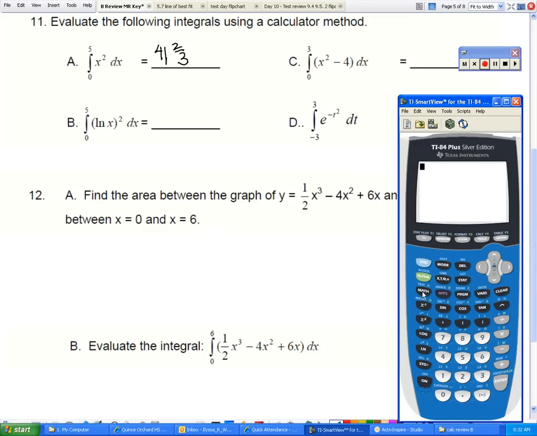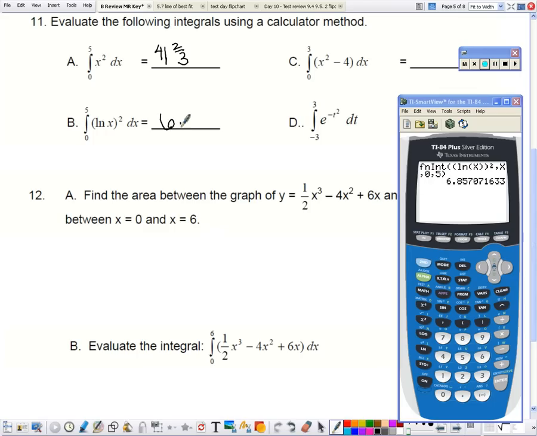Okay, I'll do B the math way, so I do math, option 9. I have to input my function, comma, the variable we're integrating by, which is x, and then my lower limit and my upper limit. We get 6.857. You can choose either method to do C or D.